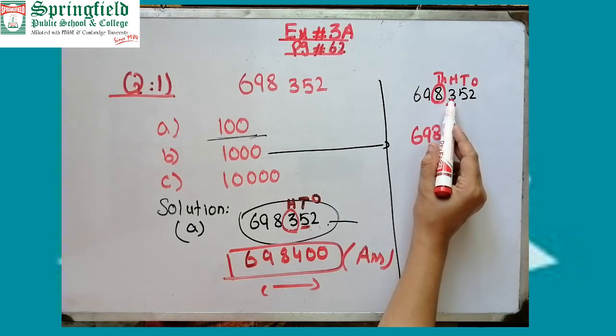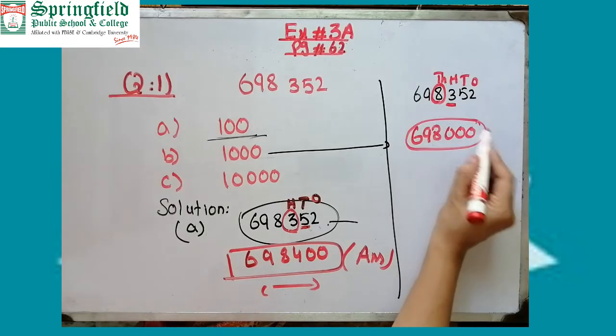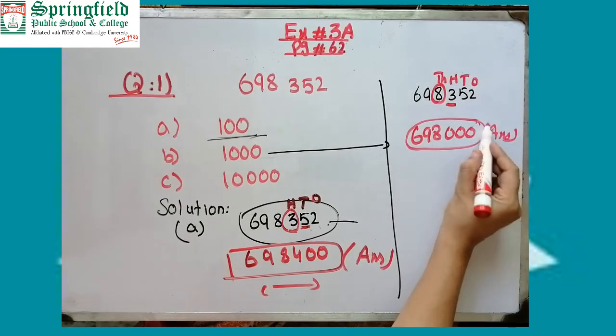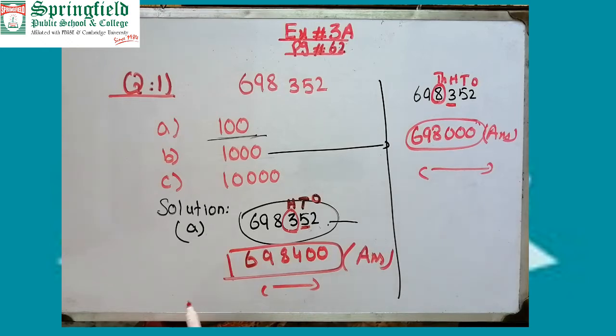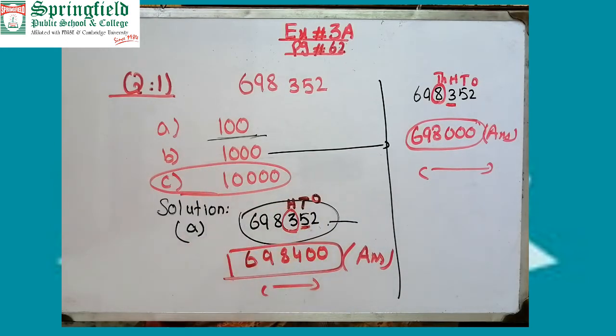So how many digits are here? 1, 2, 3. So we will write 3 0. And this is your final answer. Understood beta? Okay, now C part is your homework. Do this part. Fine? And all these questions, all these parts will do in your notebook.